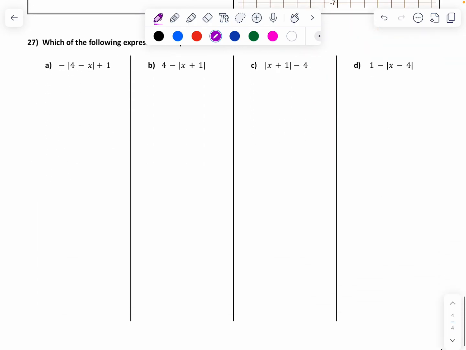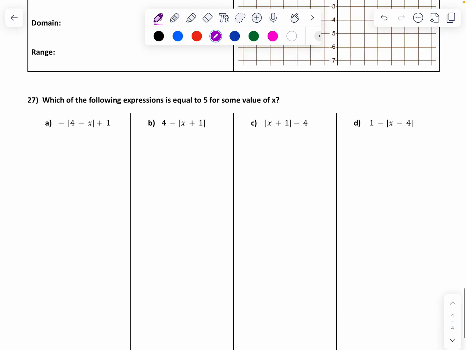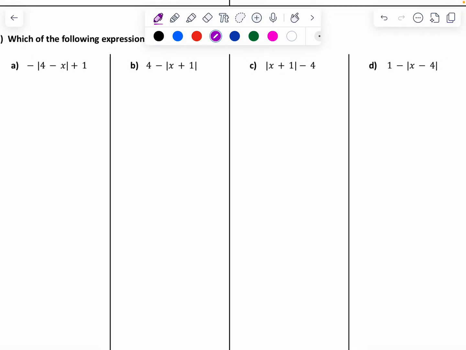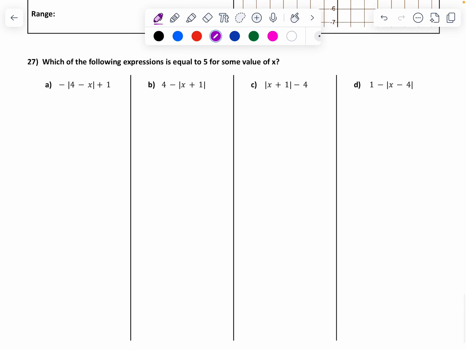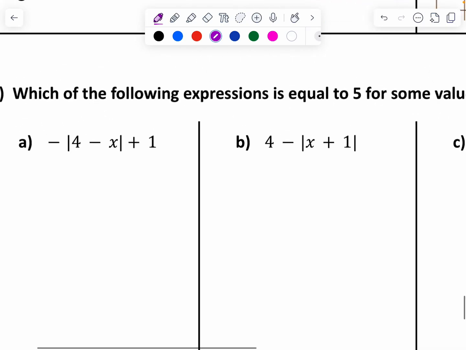Number 27, however, is one that can be a little tricky, but again, you just want to make sure to understand what it's asking. So which of the following expressions is equal to 5 for some value of x? Okay, so what that's really saying is which one of these could be 5? Could be equal to 5. So what you want to do is just set them equal to 5 and see which one's possible. So for this one, set that equal to 5 and then solve.